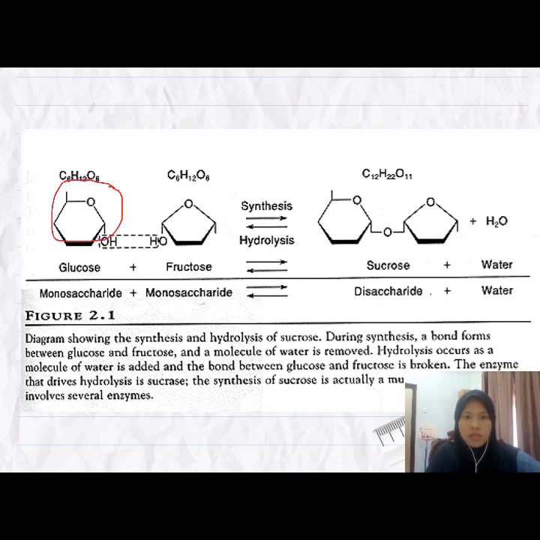Satu je glucose. Dia satu je satu unit. Kemudian fructose pun is a monosaccharide, so one unit. Sucrose is di. So di ada dua kan? So dia ada 1 and 2 unit. Okay? So in order to synthesize sucrose, we have to have the glucose and also the fructose. And then if you see here, the bond here, dia ada OH kat sini. So we're gonna break the bond here, break the bond here, break the bond here.